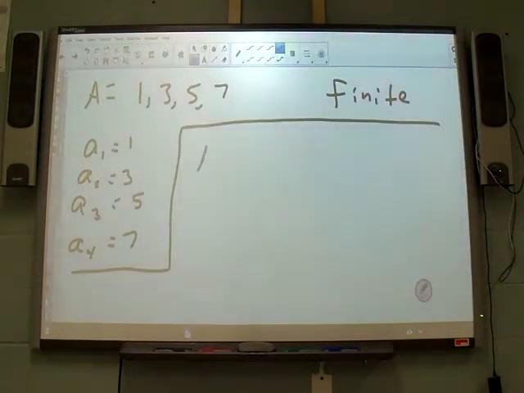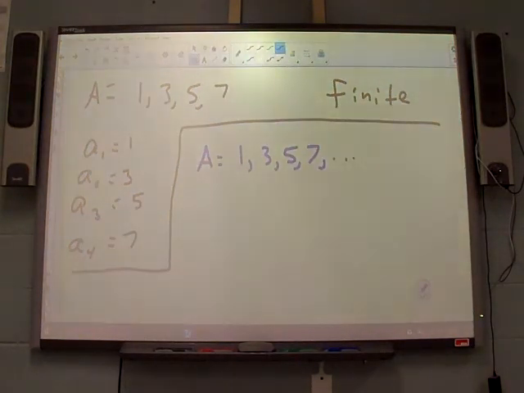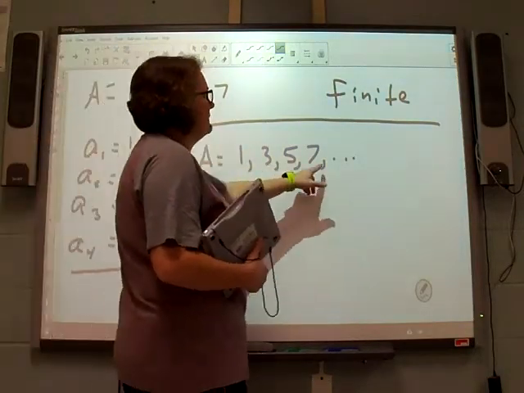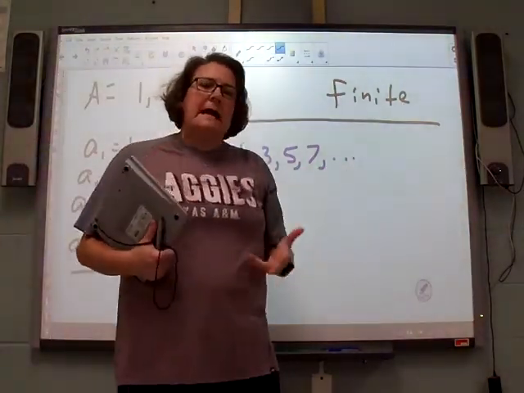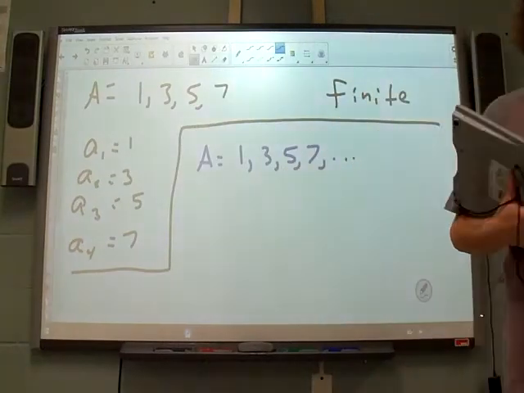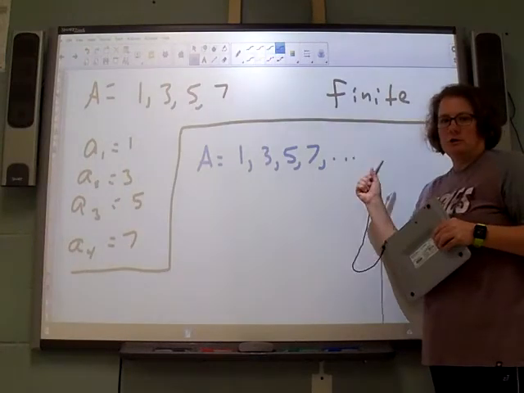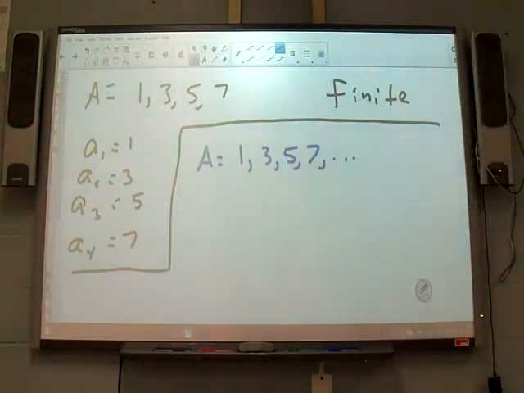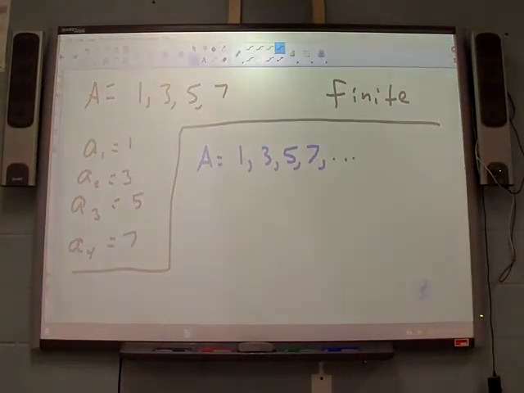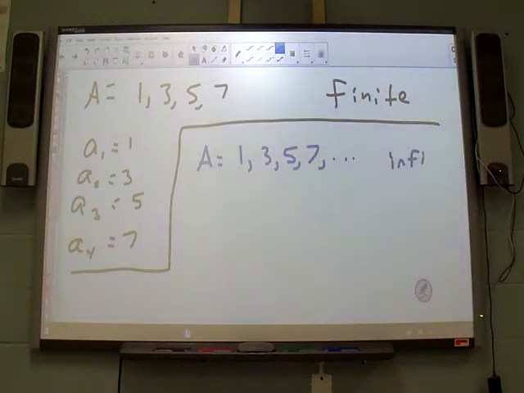Let me get a new color here and give us another one. This sequence is going to start off looking the same. This sequence is 1, 3, 5, 7, ... So compare the blue sequence to the black sequence, and what's changed is I've added this ... So what does that mean? What's the last term? Well, now we don't know anymore. We don't know the last term because that ... means the pattern keeps repeating. So since we don't know the last term, this would be an infinite sequence.